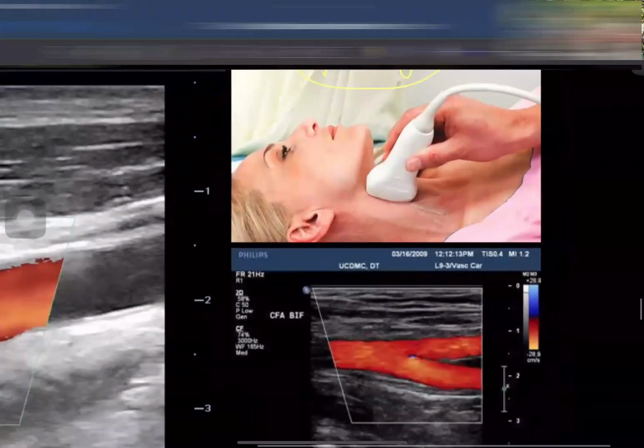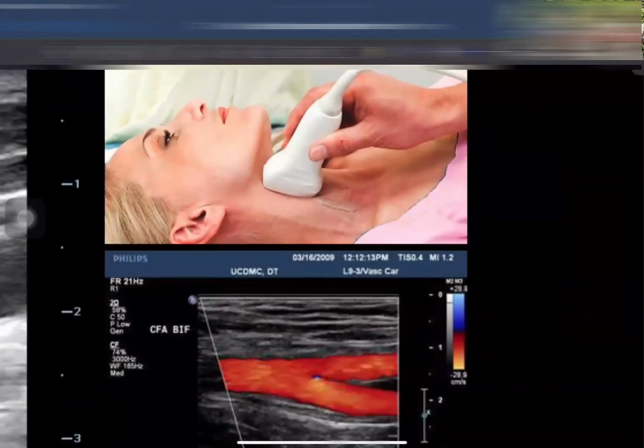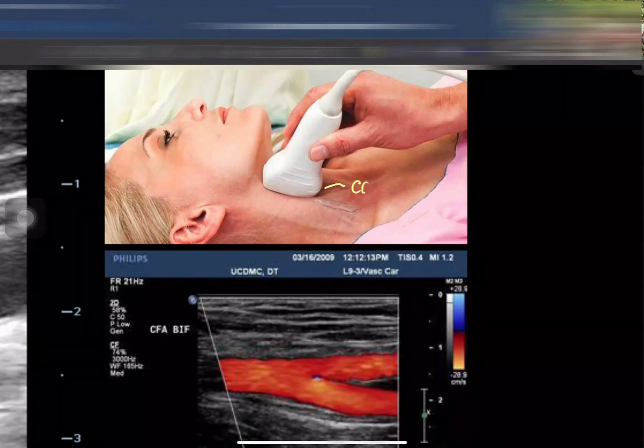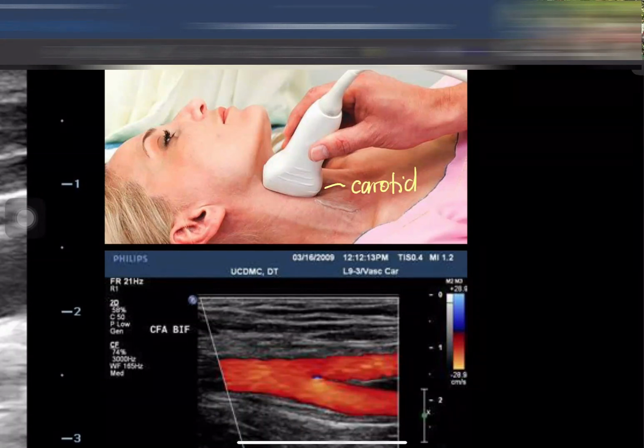Now, look at this. What major blood vessel can be seen on the neck? What major blood vessel can be seen on the neck? Carotid, sir. Okay, very good. That will be your carotid. Actually, class, this examination here is the examination of your carotid artery.